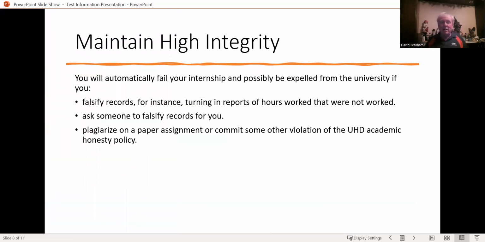Maintain high integrity. You will automatically fail your internship and possibly be expelled from the university if you, one, falsify records, for instance, turning in reports of hours worked that aren't worked, ask someone to falsify records for you, or plagiarize on a paper where you copy from somebody else's paper. It never works. People who copy from somebody else's paper always get caught. It's happened several times in the internship where I was the class professor, and the student had to fail the class on each occasion. So please don't do that.